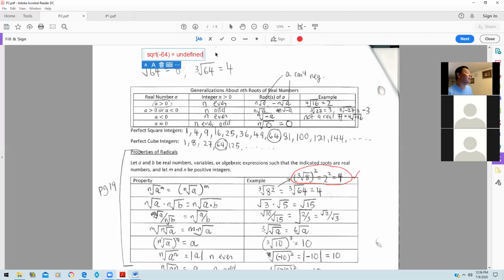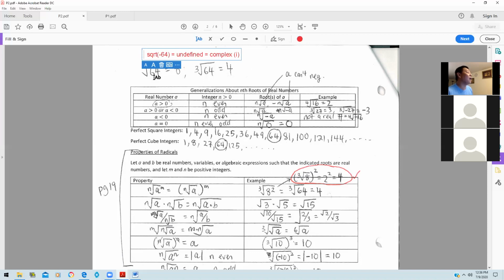This is undefined. Later on in the last section, I think P6, we will call this your complex. This is the i form. Some of you will say, oh, this is the i. Yes, this will be the i form, the complex form.